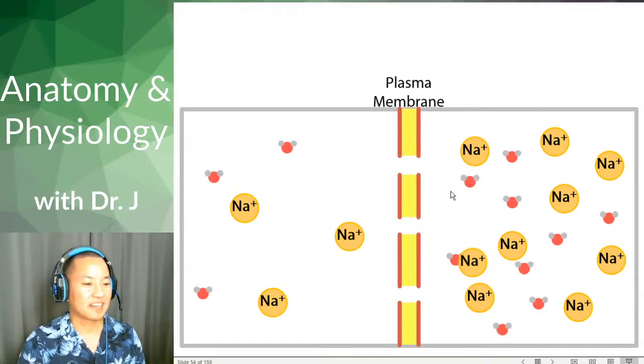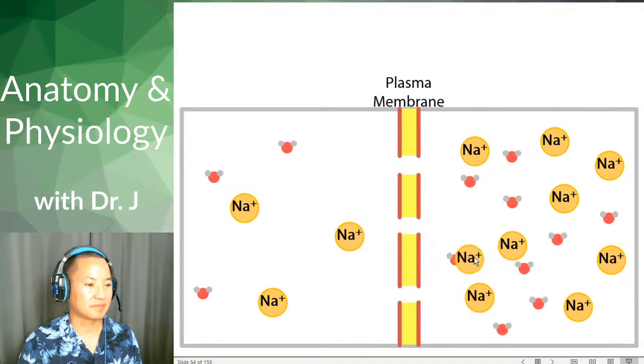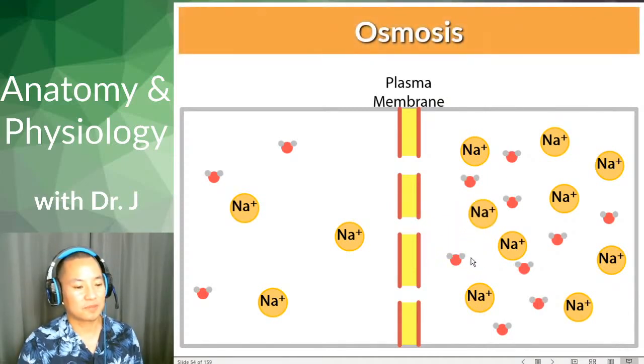So what we have here is that it's selectively permeable because, as we saw, sodium has a hard time passing through, but water has an easy time passing through compared to sodium. So again, sodium cannot pass through. So how does that relate to osmosis?